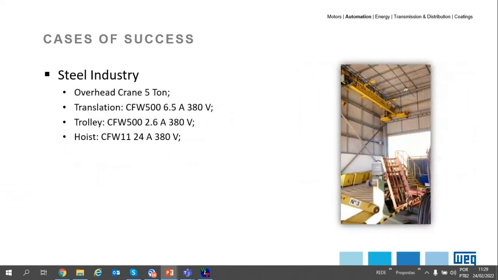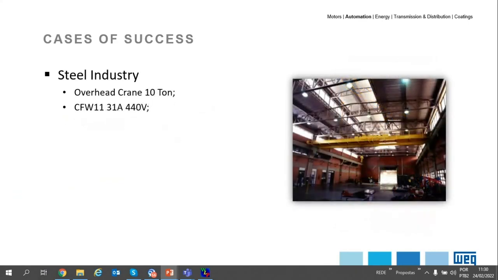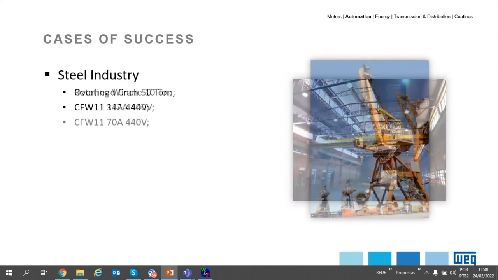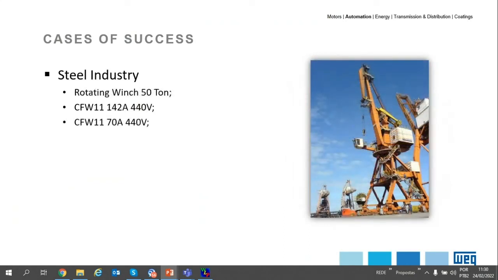This is another steel industry application, a 5 ton overhead crane. Here we supplied the drives for the traction, for the trolley, and for the hoist, and the CFW 511 series was offered as well. Another steel industry application, an overhead crane of about 10 tons, where CFW 11 was considered. Here we have a rotary winch with a capacity of 50 tons. CFW 11 also was considered for this application.